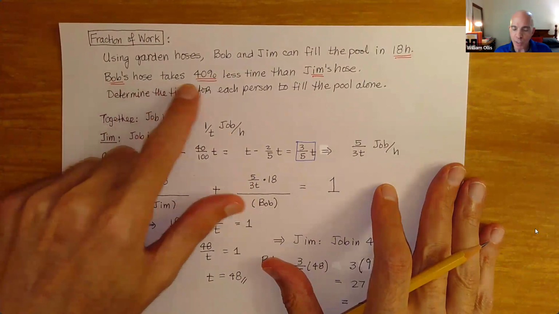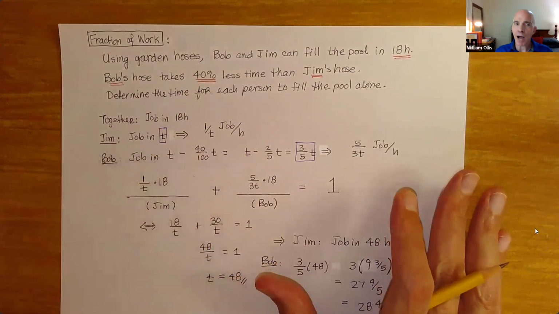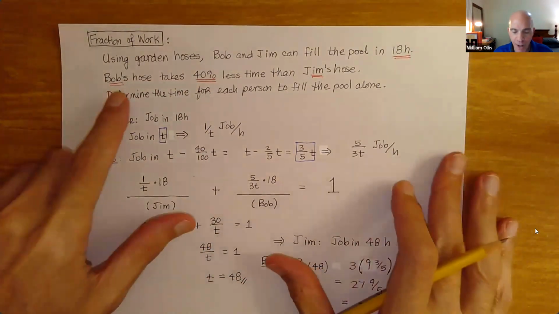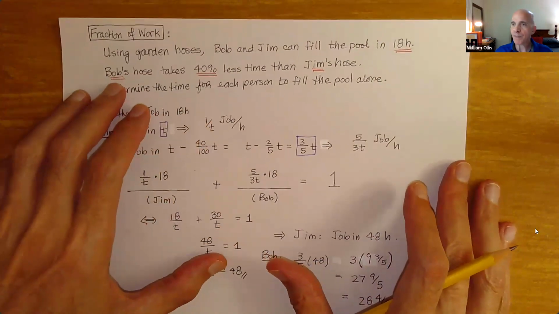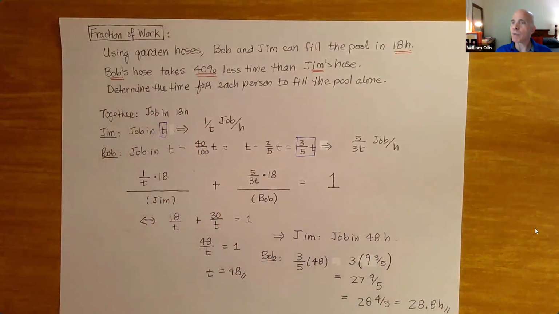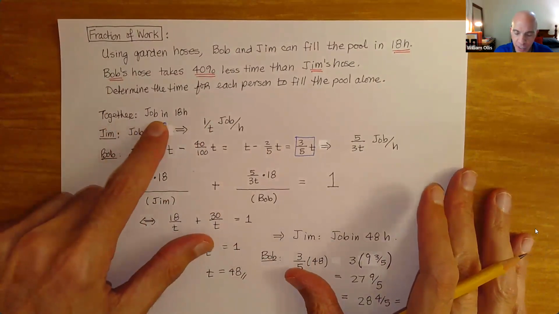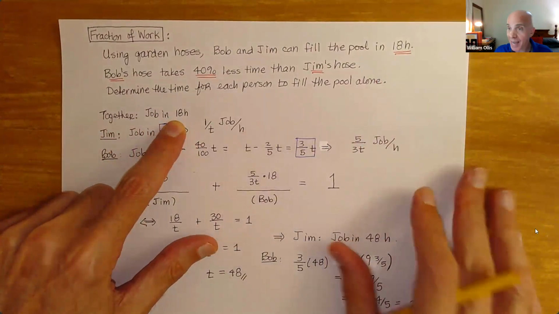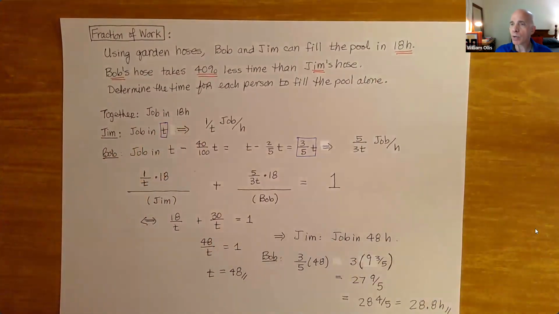We're looking at what the problem is actually telling us. It says Bob's hose takes 40% less time than Jim's hose. So for whatever reason, Bob's hose is more efficient when it comes to the filling process, and that could mean many different things. Okay, so the problem says determine the time for each person to fill the pool alone. So if they were just stuck with one hose, how much time would it take? Okay, so notice the first thing I've done is reiterate the fact that if they work together, the job takes 18 hours. And that's important because we're going to use that in the calculation. But now we think, okay, what do we know? What do we not know?